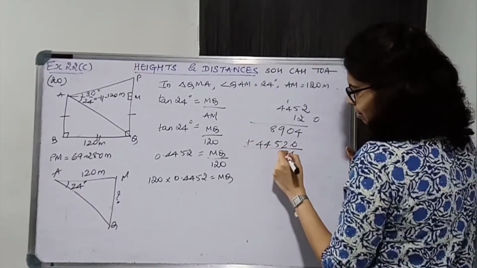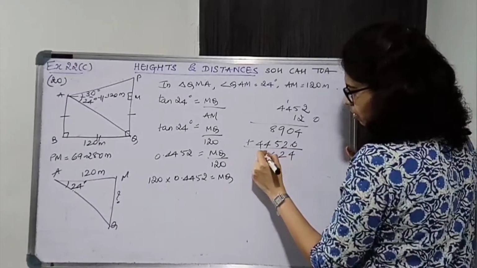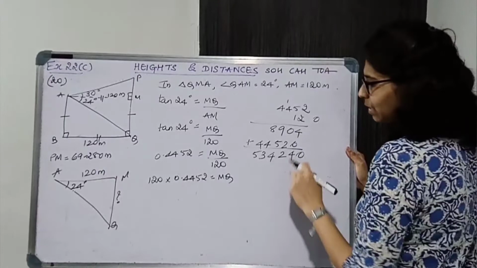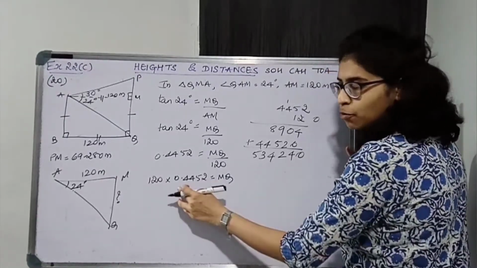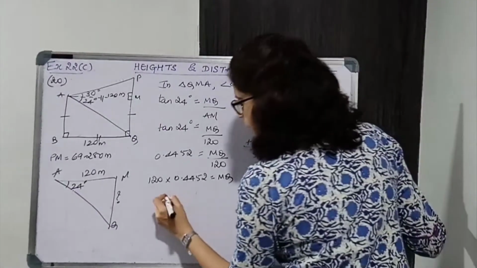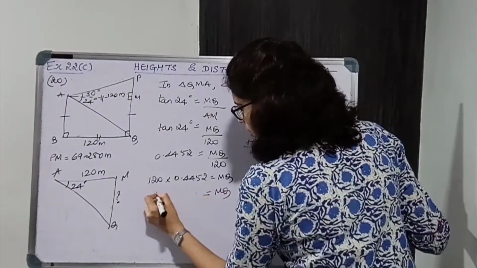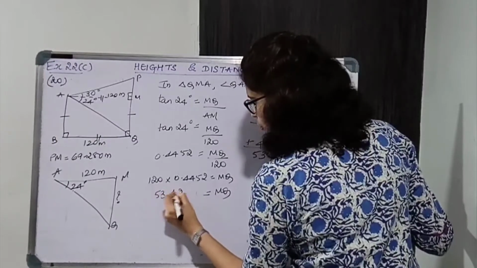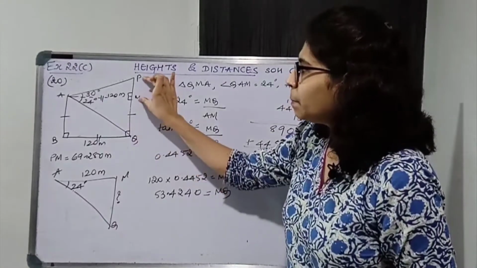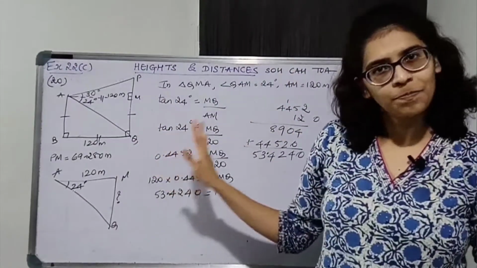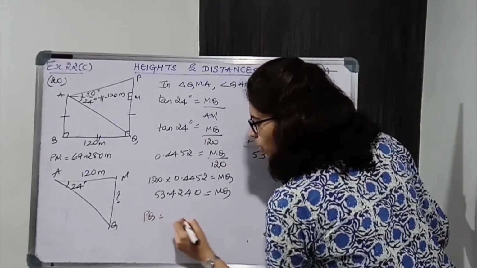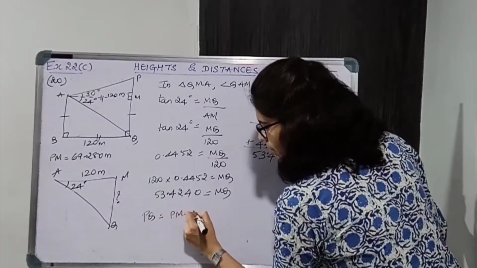So we get and 0. Okay, because 120 था. Now decimal point after 4 digits from right. So 4 digits from right, 53.4240. So MQ is equal to 53.4240. MQ मिल गया, PM मिल गया. Now it's easy. Okay. PQ is equal to PM plus MQ.